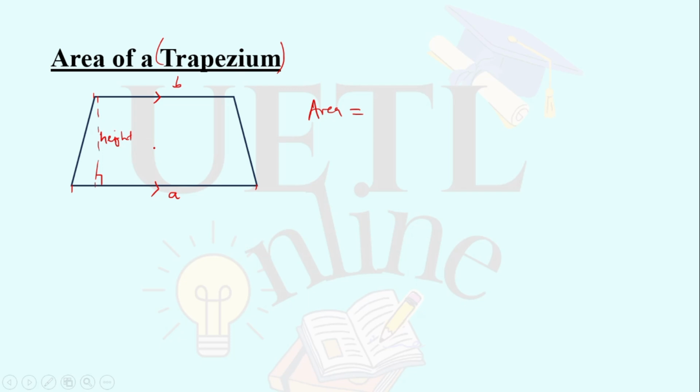To find the area, we say half the side A plus the side B, multiplied by the height. So this is the area of a trapezium: half A plus B multiplied by the height. Make sure you remember this formula. Remember that the sides we are talking about are the parallel sides, and the height is the distance between those parallel sides.